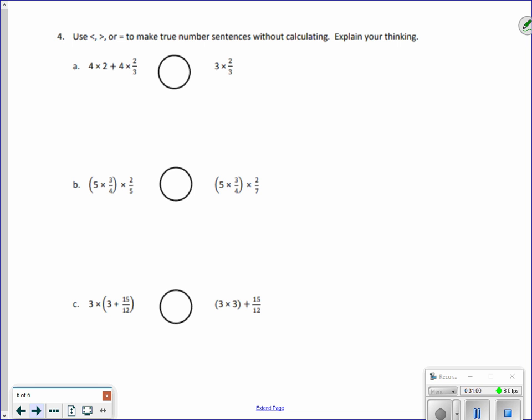Now, not only do you have to be able to evaluate those, you have to compare your answers. So you have to solve them correctly and know your numbers to be able to do less than, greater than, or equal to. So solve, compare.